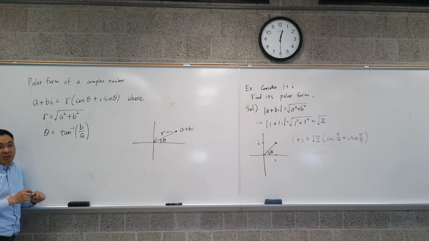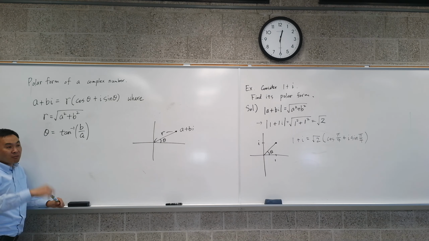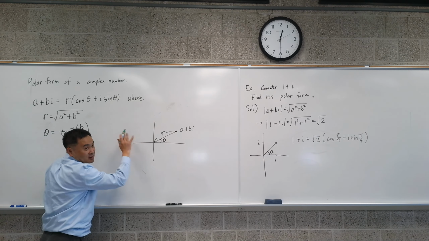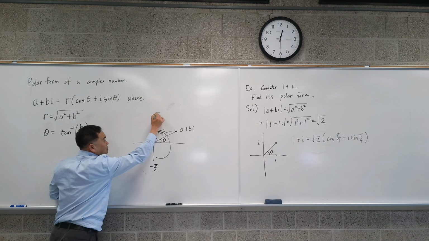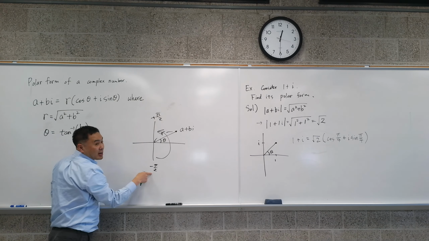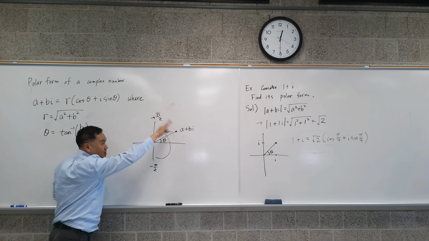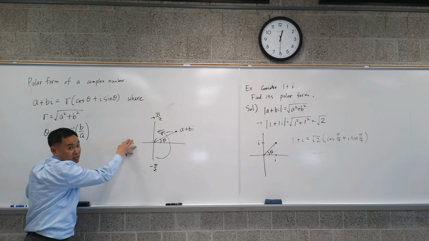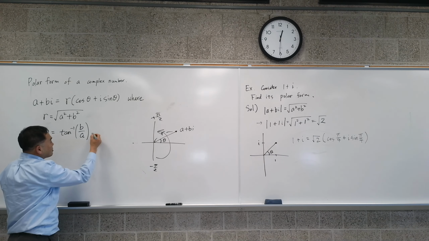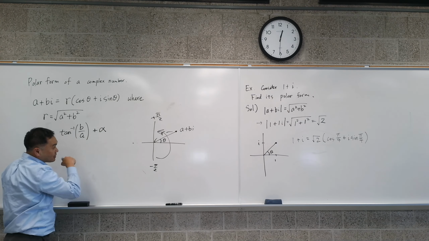Very good. But then there is a modifier because tangent inverse has a blind spot, right? Tangent inverse can only give you angles from negative pi over 2 to positive pi over 2. And that's often a problem because some numbers belong on the left side. See, this is negative pi over 2 until positive pi over 2. From negative 90 degrees to positive 90 degrees, the tangent inverse will successfully give you the value that you want. But on here, you get a blind spot, okay? So you have to modify this and put plus alpha.